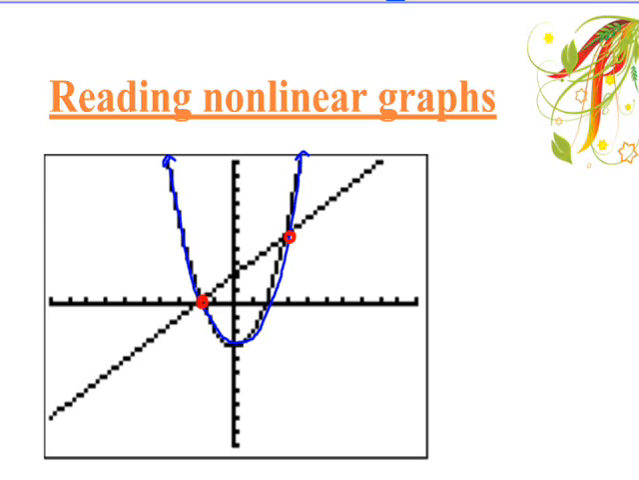The bottom left one looks like it's at about -2, 0, and the one up on the right looks like it's over 3 and up almost 5, so that's going to be the point 3, 5. On these, you're just estimating to get as close as you can.